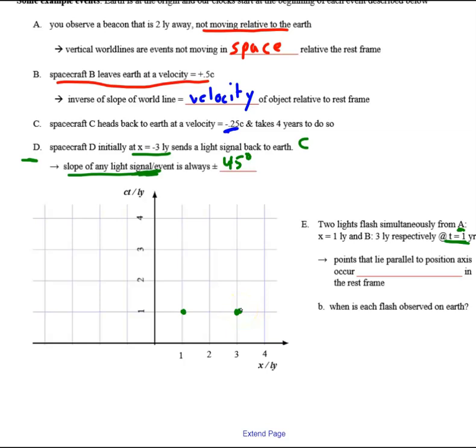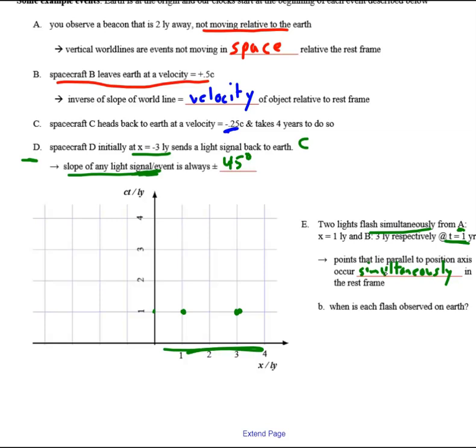Okay, so the fact they occurred simultaneously means that they're at the same position on the y-axis, and that takes us to another point. Points that lie parallel to the position axis, in other words, parallel to this, occur simultaneously. And simultaneity is going to be a big thing when we look at more complex problems down the road. Okay, I think I spelled that right, simultaneously. Okay.